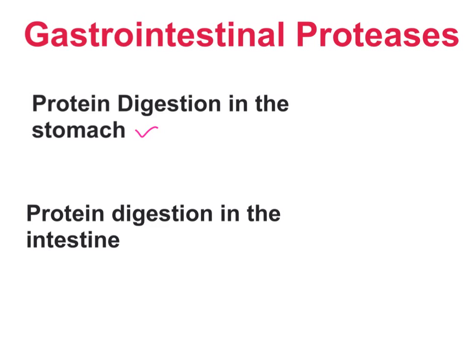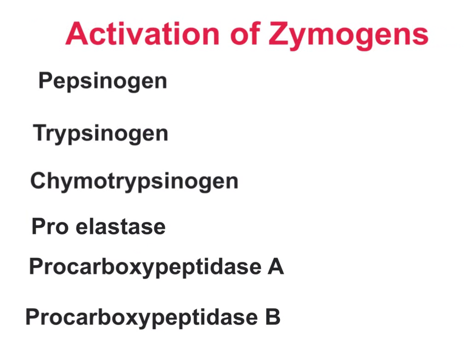When the polypeptide fragments reach the intestine, further protein digestion goes on using pancreatic proteases and the proteases located over the brush border epithelium. So protein digestion begins in the stomach, mediated by pepsin, and further digestion of proteins goes on in the intestine, mediated by pancreatic proteases and intestinal proteases. Now let's move on to see the activation of zymogens.